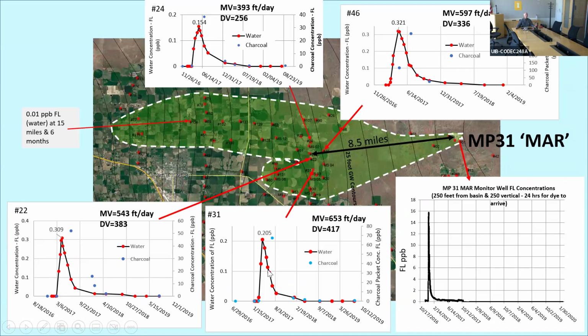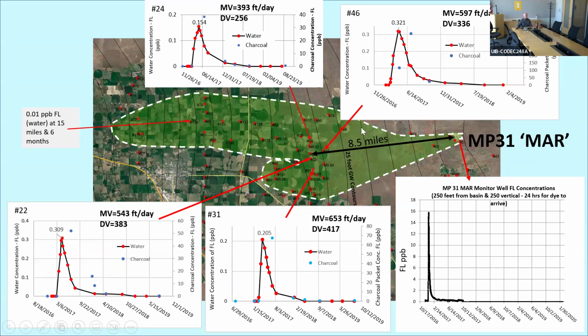But these are some examples of the breakthrough curves from those wells in that transect, with groundwater velocities, maximum velocity versus dominant velocity, in the range of 500 feet per day and 400 feet per day. It only took 2 months for dye to travel from the recharge basin 8.5 miles to a number of these mostly domestic wells that we were sampling.